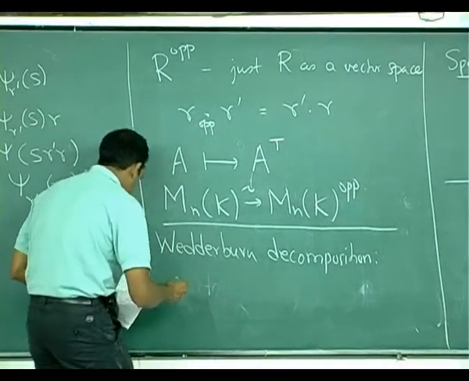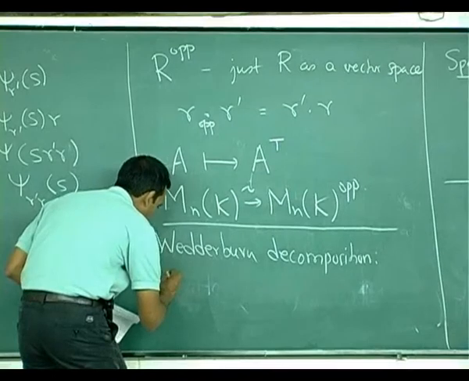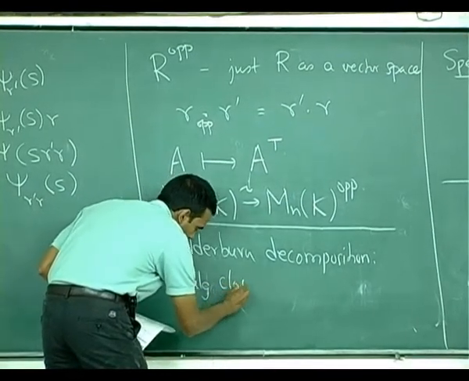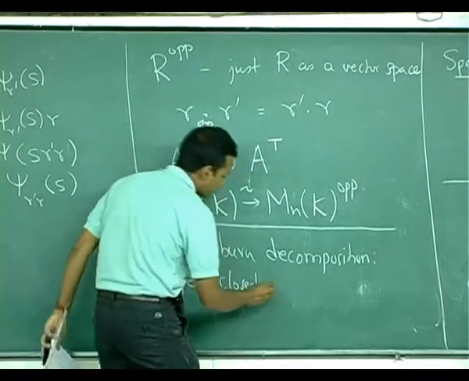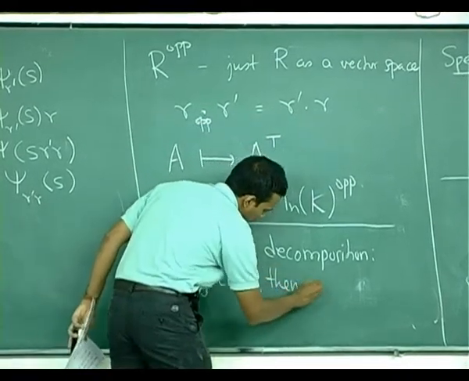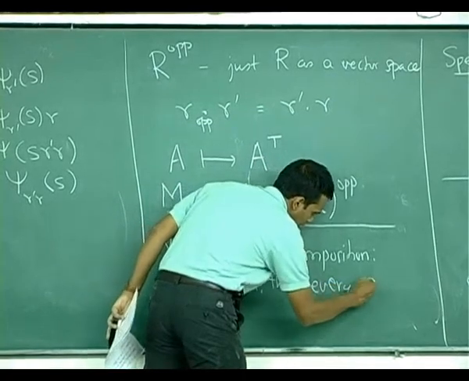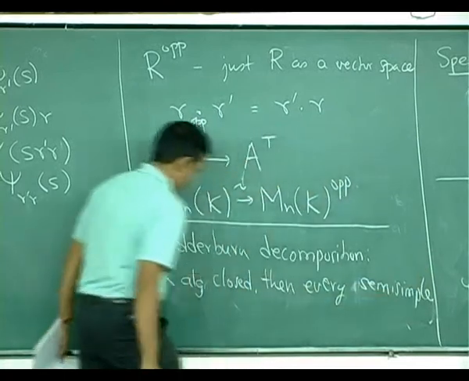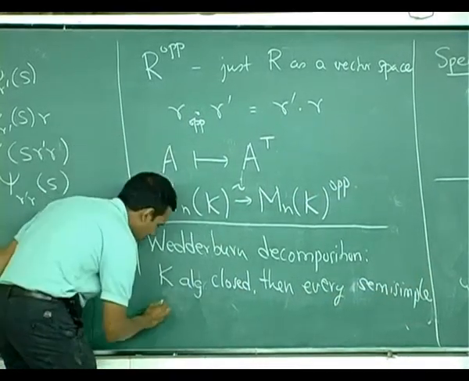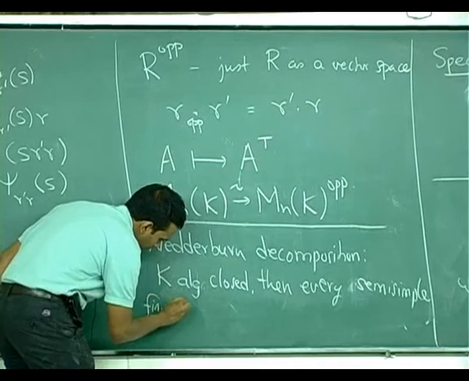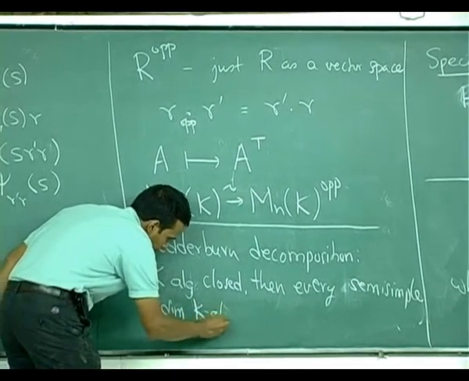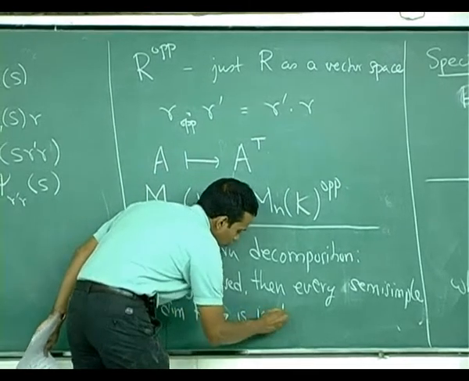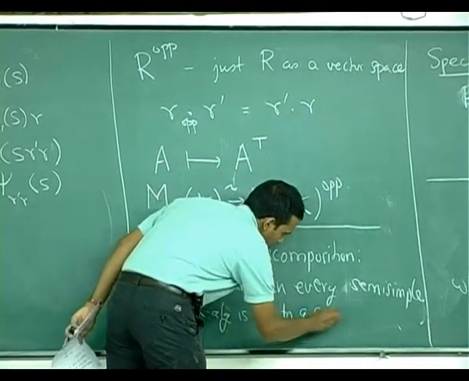If K is an algebraically closed field, then every semi-simple finite dimensional K algebra is isomorphic to a sum of matrix algebras.